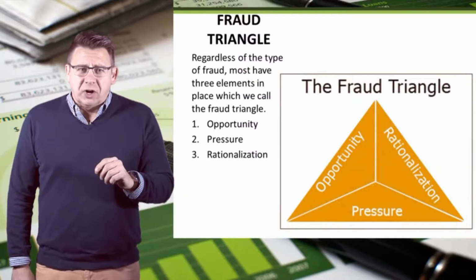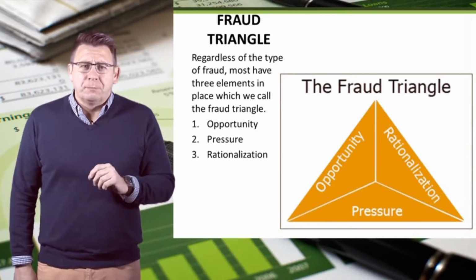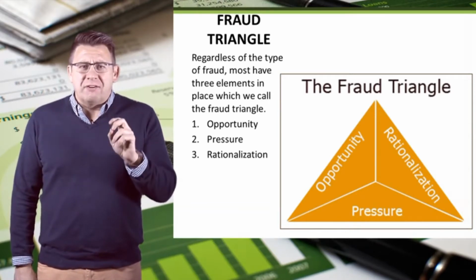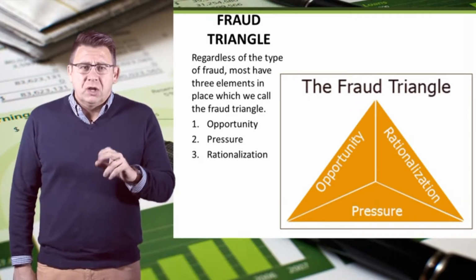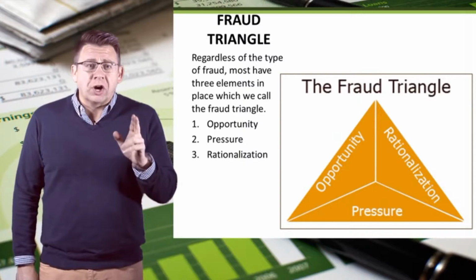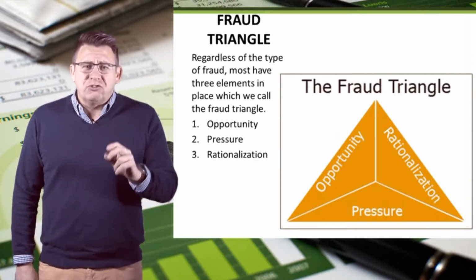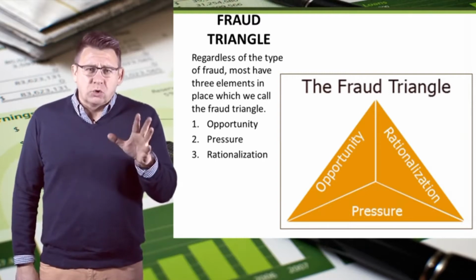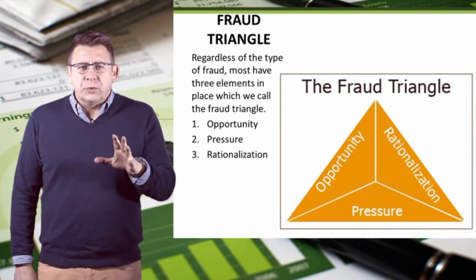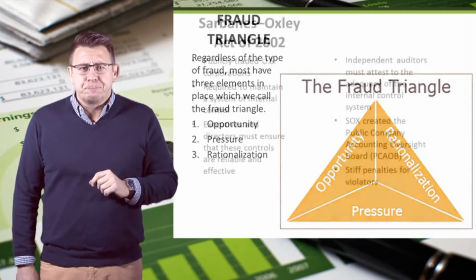Regardless of the type of fraud, most have three elements in place, which we call the fraud triangle. Opportunity. Does a person or group of people have access to commit fraud? Pressure. Are there pressures, either personal financial pressures or market pressures, that cause people to act desperately? And rationalization. Does a person or group rationalize that what they're doing is okay? Where these three items are present, fraud is more likely to be committed.